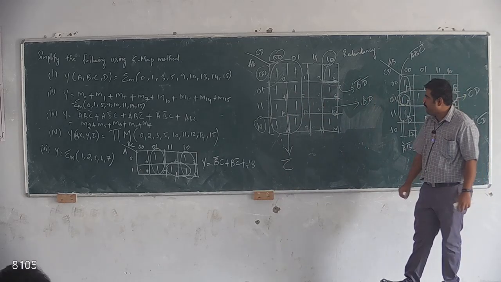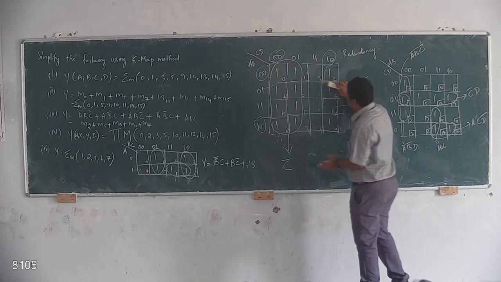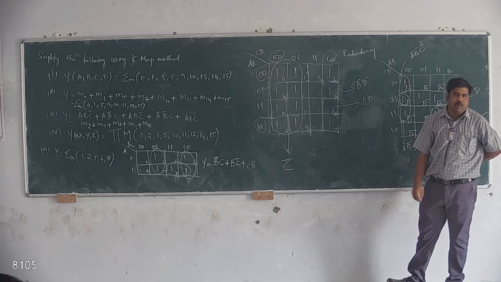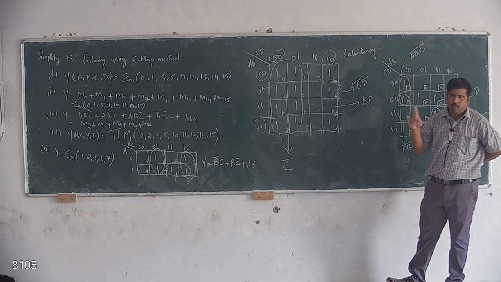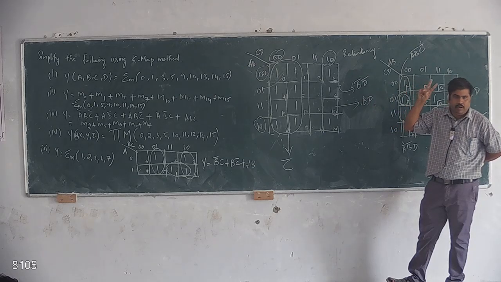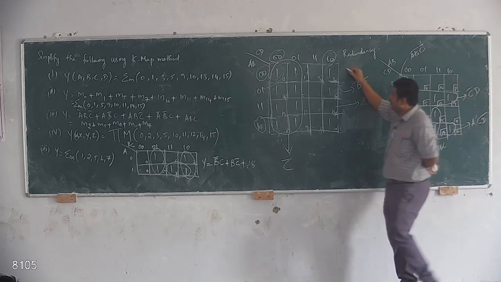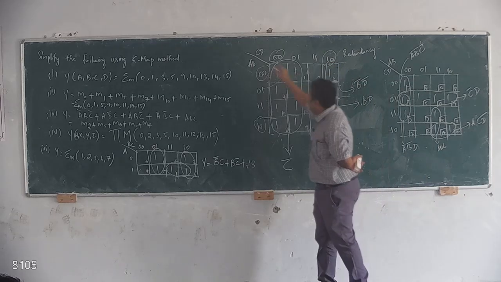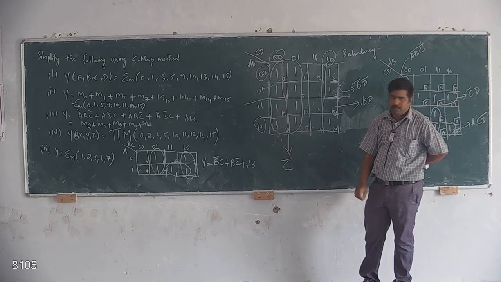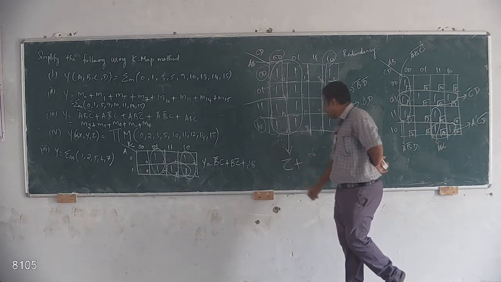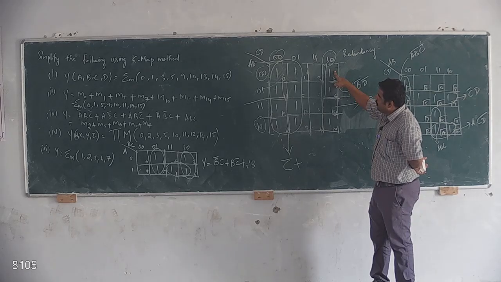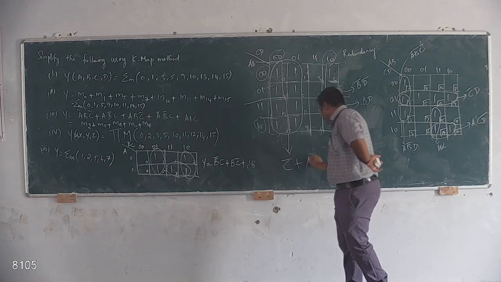Next, how can we combine the next thing? So how many quads are possible? 1 octet is completed. 2 quads are possible. This one and this one will make 1 quad. So what is the answer for this? The answer is A bar, D bar.